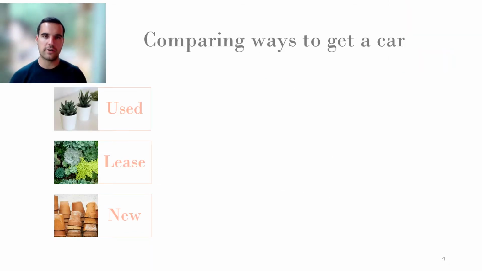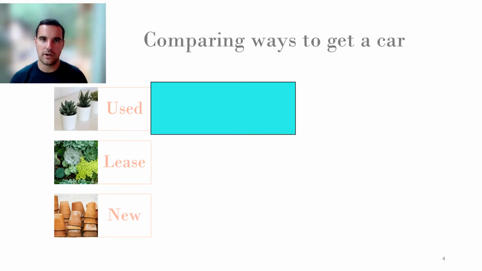So speaking of cars, and I'm not a car salesman or a car purchasing guru, I've definitely had some flops in my own personal finance life and journey buying cars, and I've had some great buys in my journey. So comparing ways to get a car, it all depends on your personal life. Obviously, the first one here, used cars. Used cars are the most affordable way to go. I won't say the best way to go, but definitely the most affordable way to go.